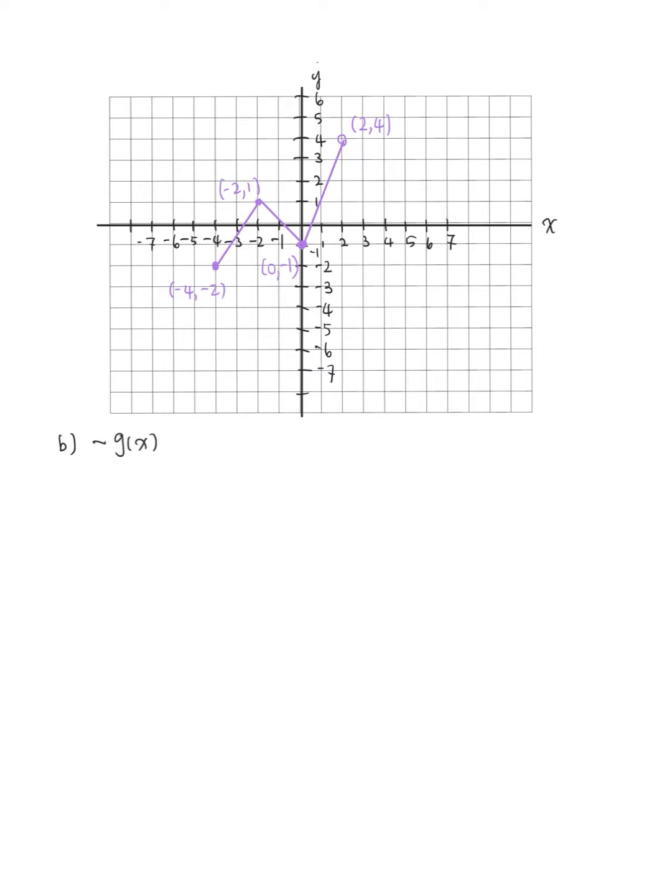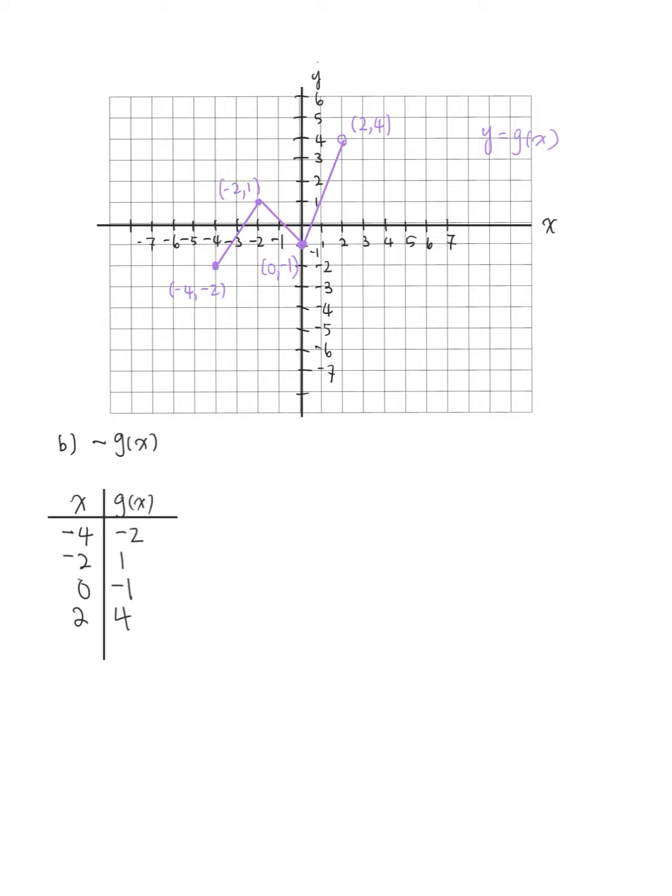Let's look at part B. So again, this is the given function y equals g of x. So let me just write it as y equals g of x. Same exact graph as the part A. Now what we need to do is this. We need to compute negative g of x. So let's do it. So first, let's just bring back the original chart.